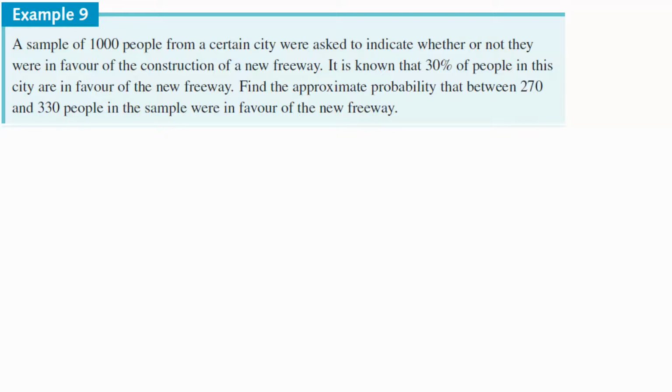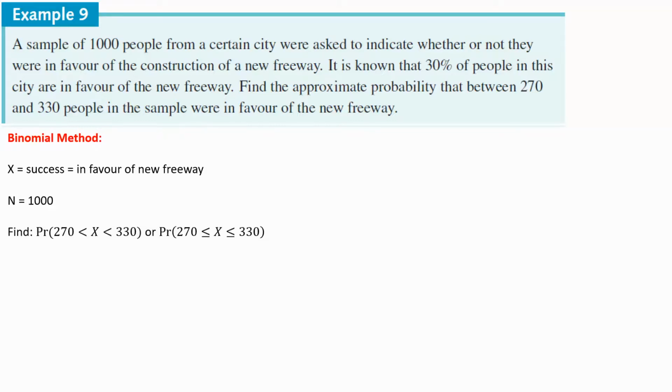Now you can do that using binomial CDF. You can add them all together, all the probabilities of 270, 271, 272, 273, all the way to 330. Okay, you can add all those together, find the approximate probability. So that's what I did. I said binomial method, X, I defined it as in favor of the new freeway. I know N, number of trials, so how many people am I surveying? There's 1,000 of them.